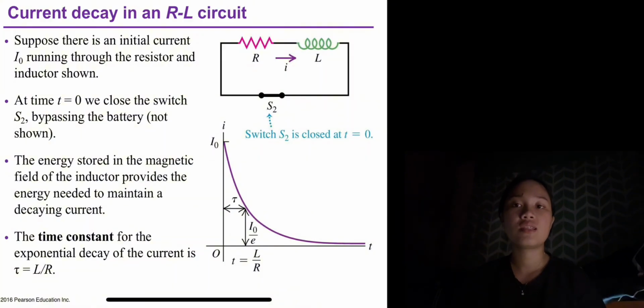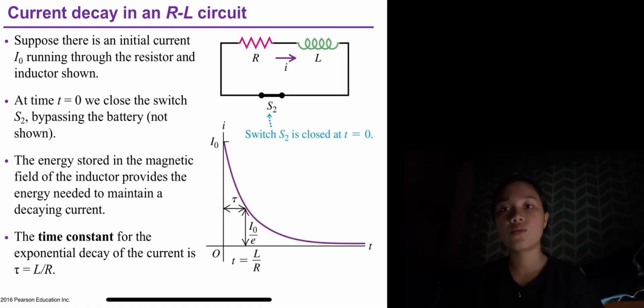The energy that sustains the current comes from the magnetic field, and as this energy is released, it is dissipated as heat in the resistor. The current gradually decreases rather than stopping abruptly. The resistor ensures that the energy is eventually lost. This smooth decay protects the circuit from sudden voltage spikes.